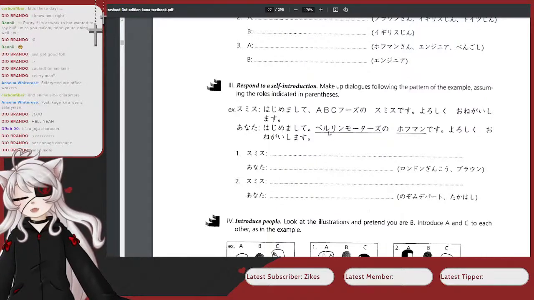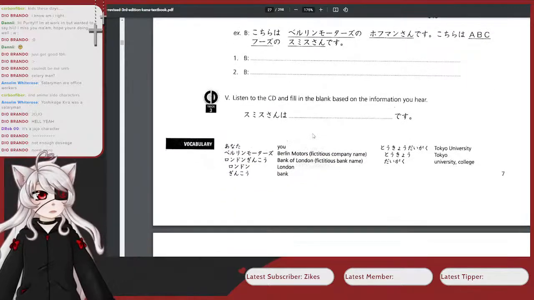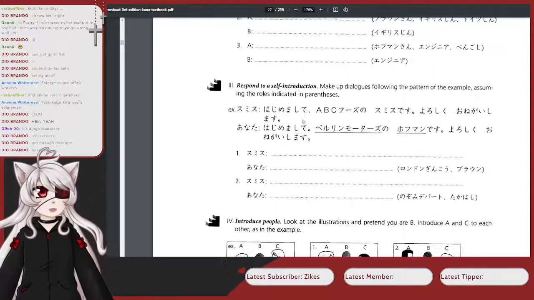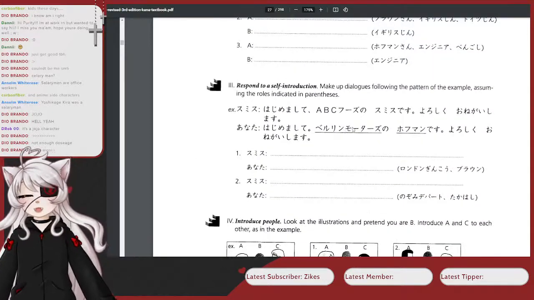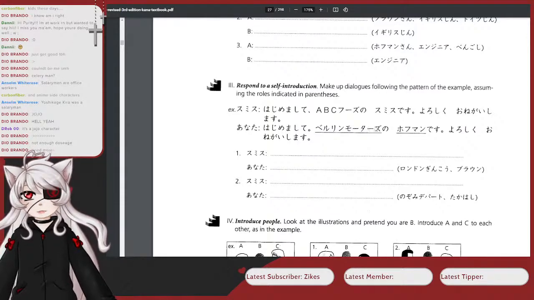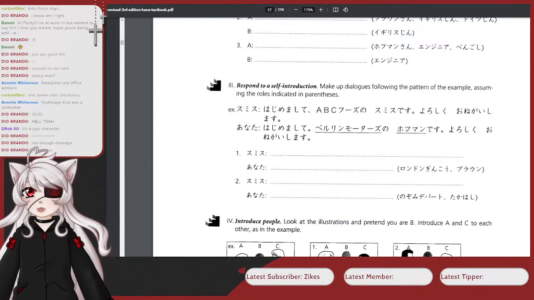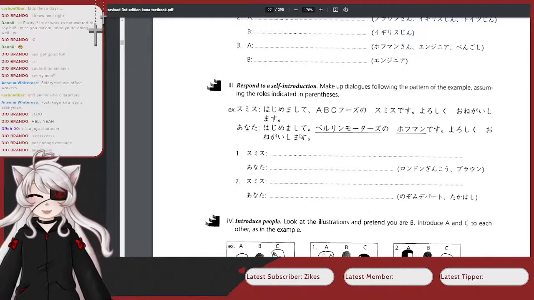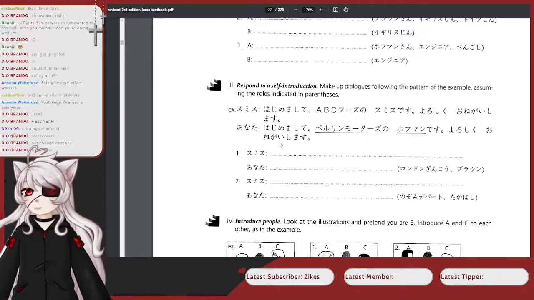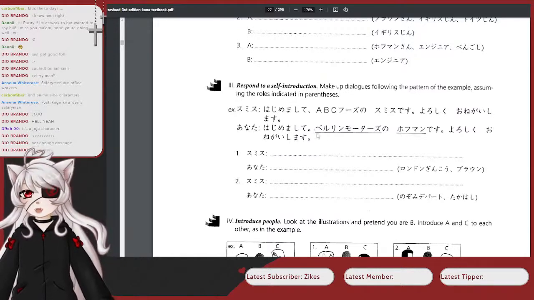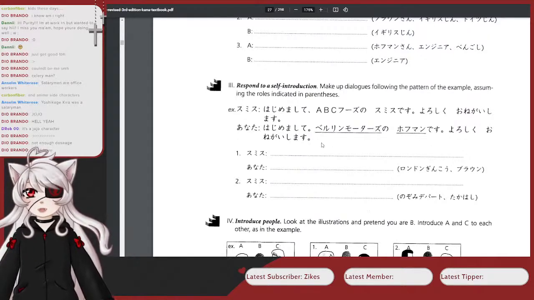What does this say? Hold on. Okay. Barin Motors no Hoffman desu. Yoroshiku onegai shimasu. I'm still really bad at reading katakana. This is Berlin Motors, apparently.